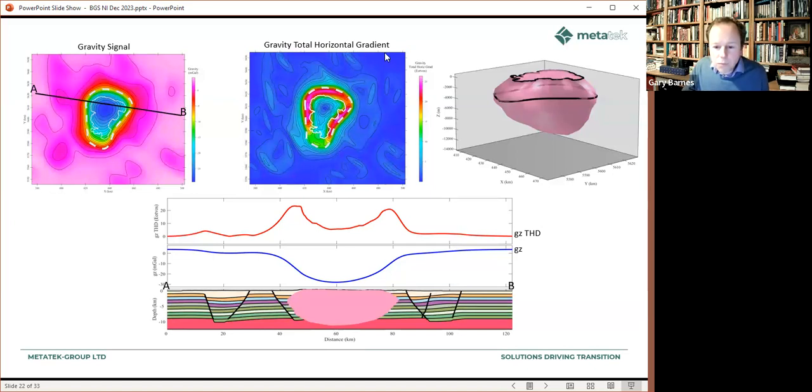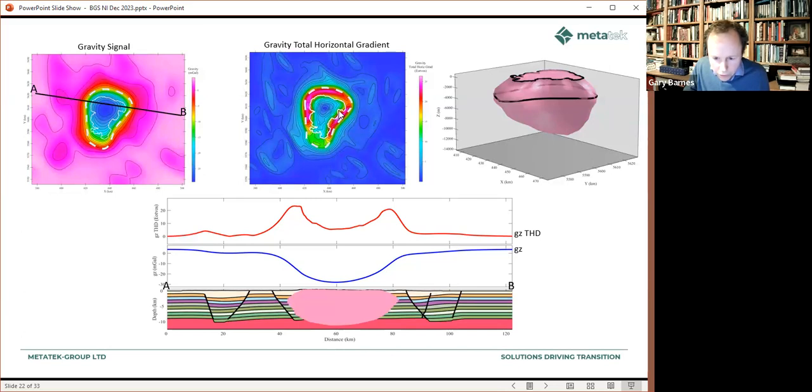That's very nicely highlighted if we do some mathematical transformations on this gravity signal. The one transformation in particular that I'd like to show you today is what's called the total horizontal gradient. This is basically just the total derivative of the gravity field on the left-hand side in both the X and the Y directions. Those derivatives are added together in quadrature, and that gives you what's known as the total horizontal gradient.